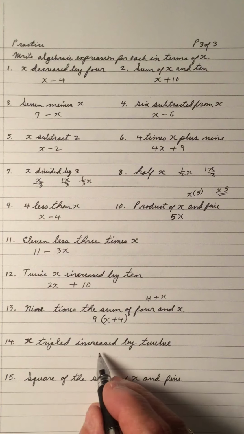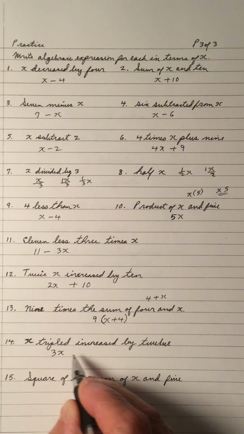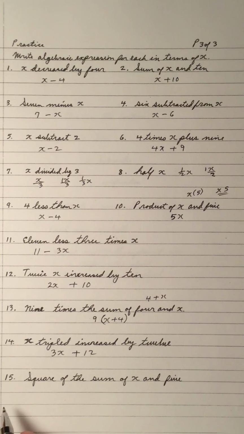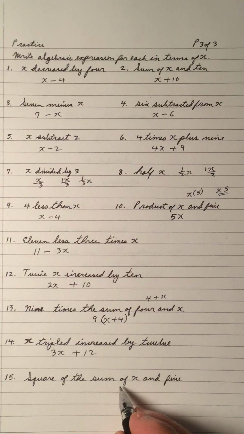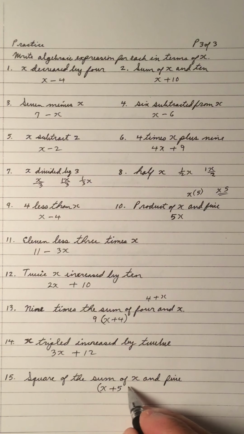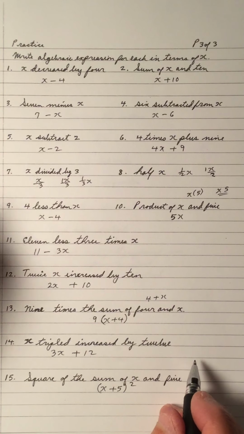14, x tripled increased by 12. X tripled is multiplied by 3, increase by 12, increase is add. 15, square of the sum of x and 5. So the sum of x and 5 is x plus 5. That's the sum. The square of the sum, so we put brackets around it and do a square.